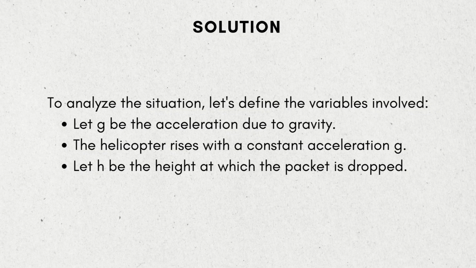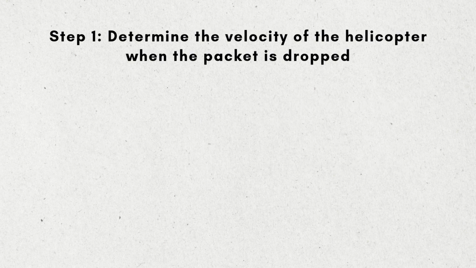To analyze the situation, let's define the variables involved. Let g be the acceleration due to gravity. The helicopter rises with a constant acceleration g. Let h be the height at which the packet is dropped. Step 1. Determine the velocity of the helicopter when the packet is dropped.